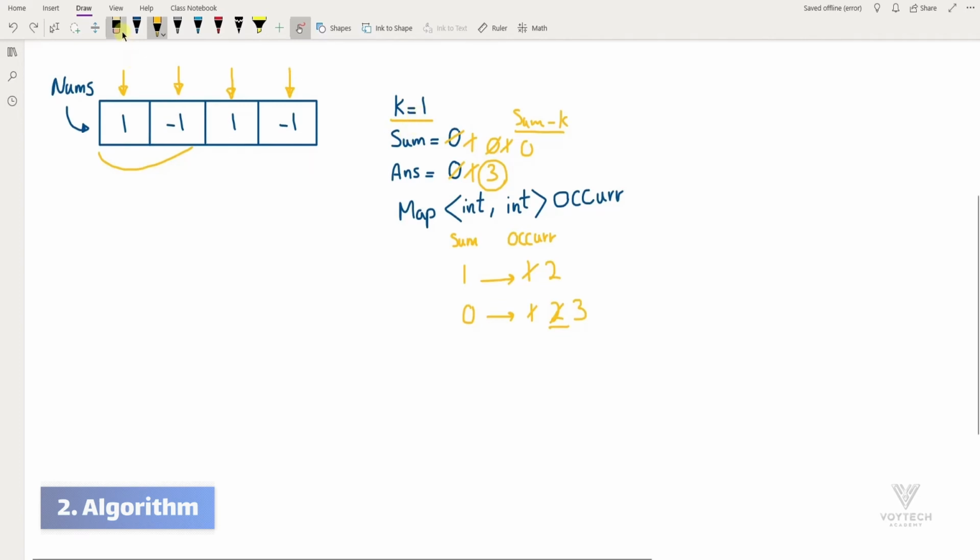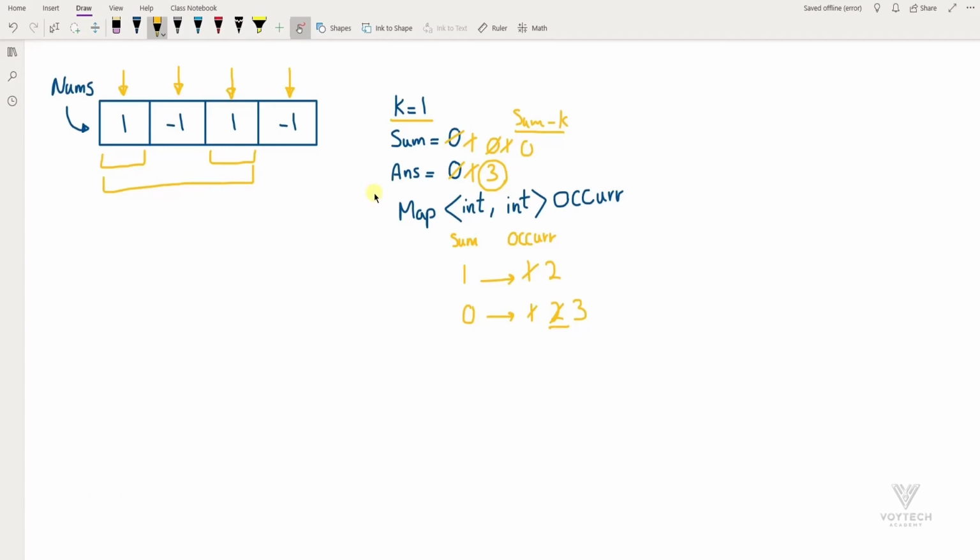And let me show them too. So the first one is this, the second one is this subarray, and the third one is this subarray. Okay, now I think we understood the algorithm. It is really simple and easy to understand. So now let's move on and see the suitable code for this algorithm.